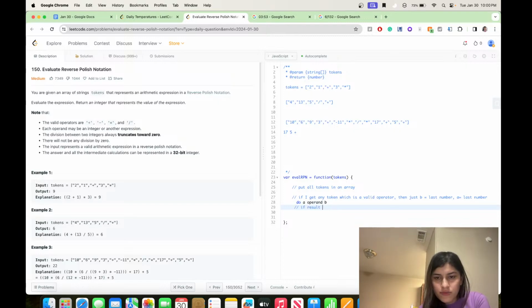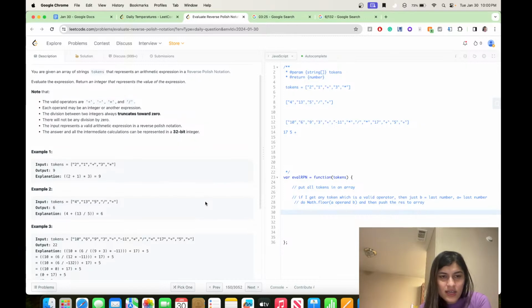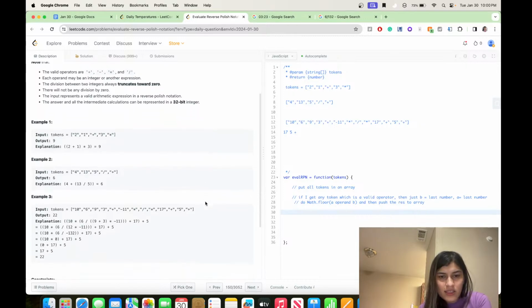If result is do A operand B, and then map the floor of A operand B, and then push the result to the array again. Do this until the last number, and whatever the value is in the array at last, that will be my answer.